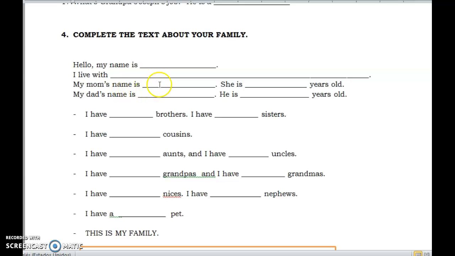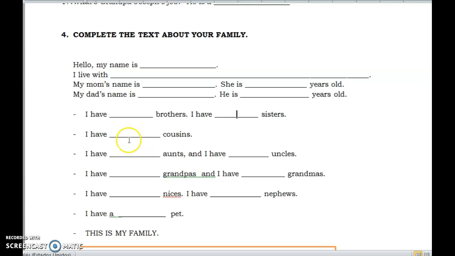My mom's name is, el nombre de mi mamá es, she's years old, la edad, el número. My dad's name is, el nombre de mi papá es, he's years old, la edad, el número y en letra, los dos. I have brothers, I have sisters, pones el número de hermanos, y si no tienes hermanas o hermanos, I have zero sisters, or I have 0 sisters, okay?